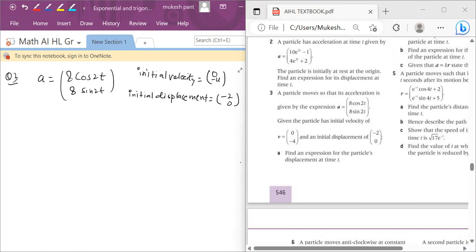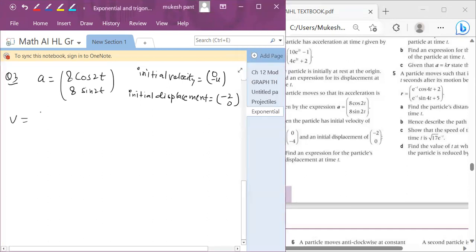Okay. So displacement we can get when we have a velocity, we integrate the velocity, but here we have acceleration. So we'll do it step by step. First, we find the velocity. So v equals, you integrate this acceleration. When you integrate this, you will get 8. Integrate cos, cos means this will be sine, right? Sine 2t over 2 plus c1.